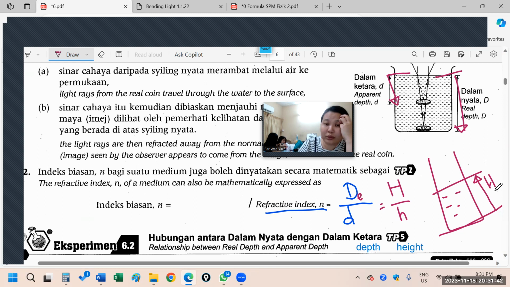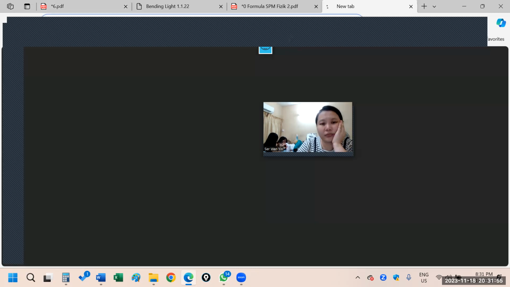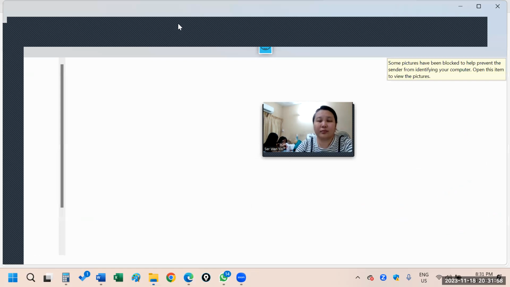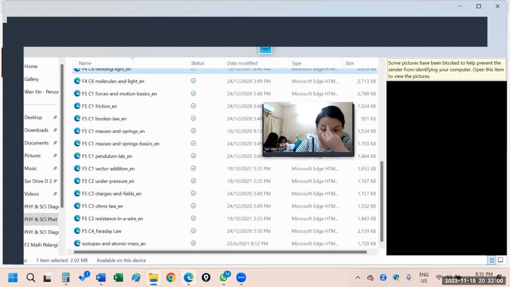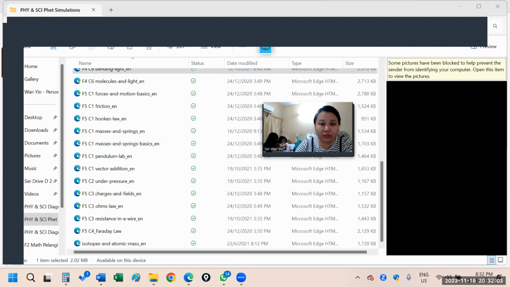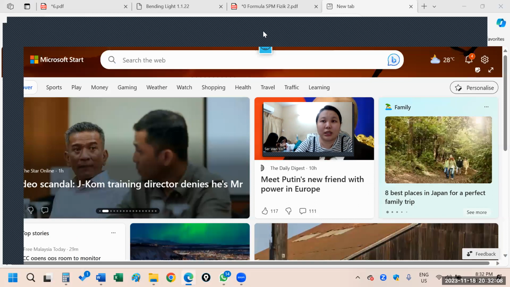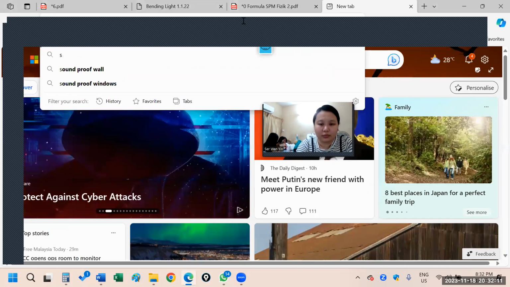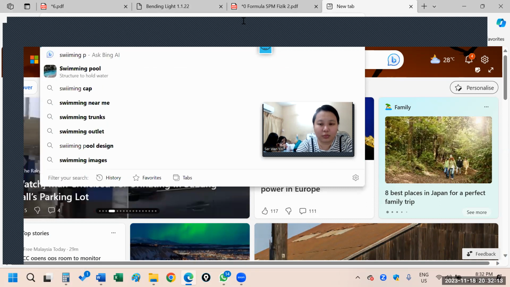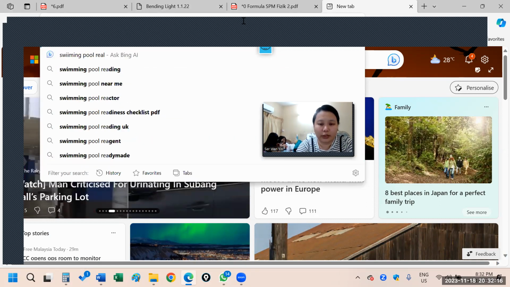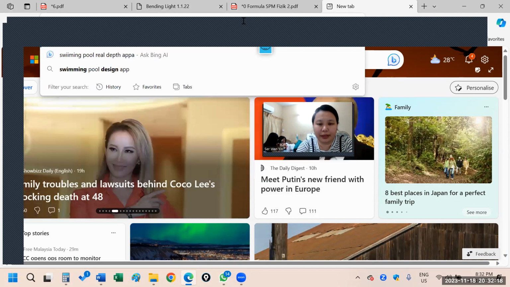Okay, what is real depth and what is apparent depth? I want to show you some pictures first. Swimming pool, real depth, apparent depth.